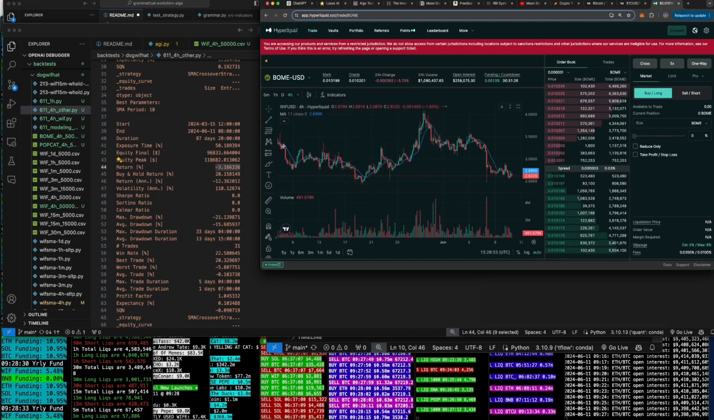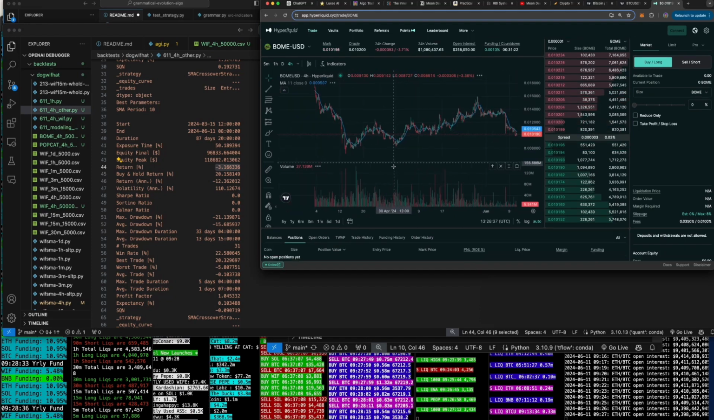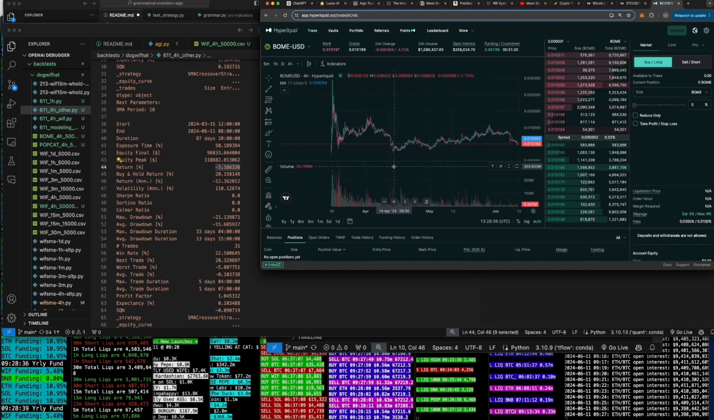Just more sideways, I'm assuming. Yep. So that's why it doesn't work, because this will get chopped up in the sideways.